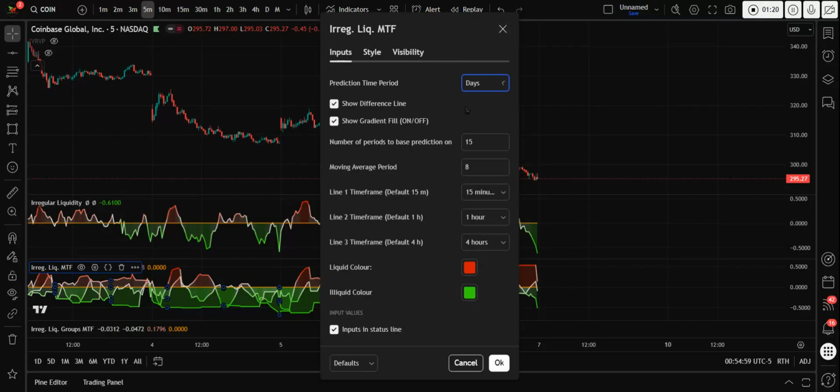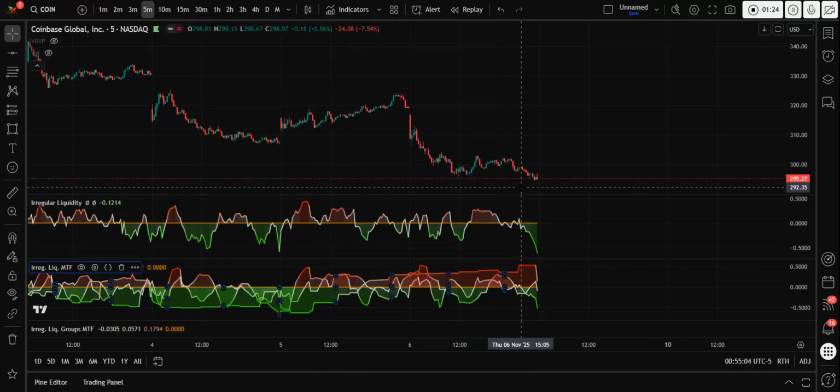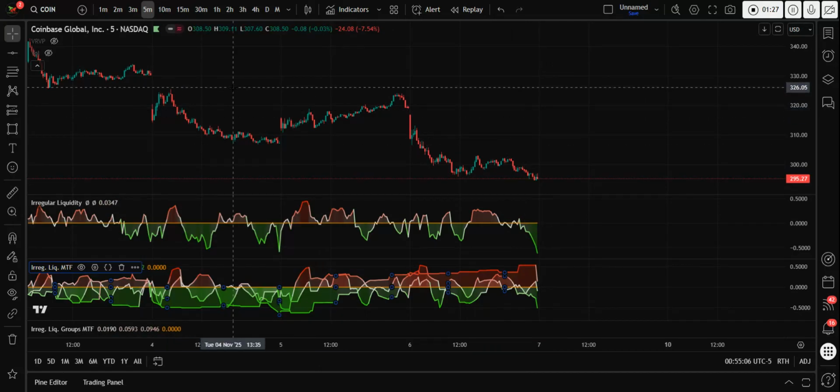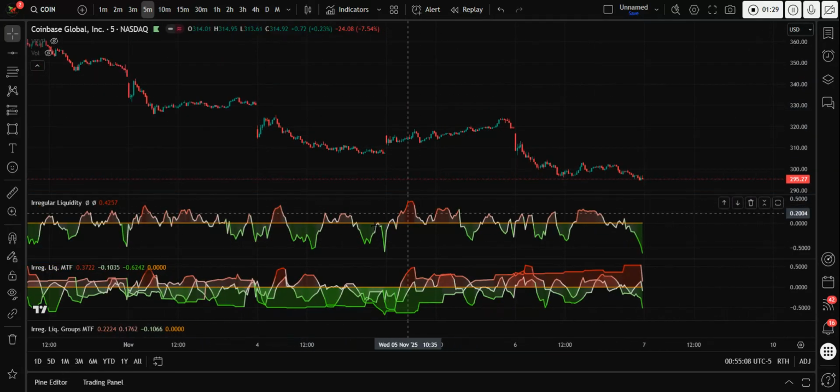You can change it to days, a week. It is better in these low inputs. It's really built for swing trading. And so you can see some obvious things here. It shows you how liquidity washes through.